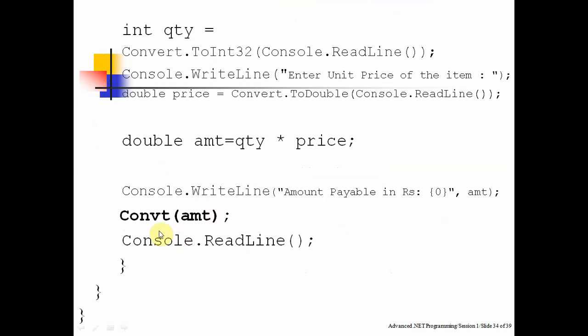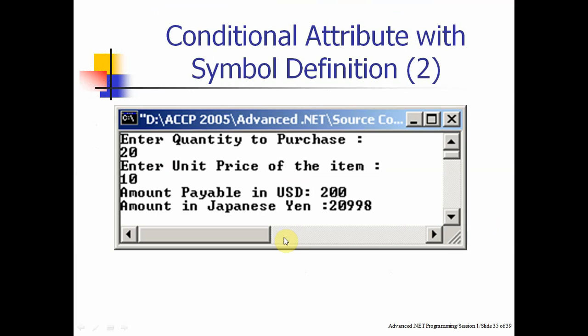This convert display the amount in dollar. तो इस तरह से हमारा आउटपुट आ जाएगा. Enter the quantity to purchase, enter the unit price of item, amount payable in rupees, यहाँ रुपीज आएगा, और amount payable in dollar. ये और ये जो है ये गलत आ गया, इसमें बाय मिस्टेक ये आया हुआ है. So it will display both amounts, rupees amount as well as dollar amount.